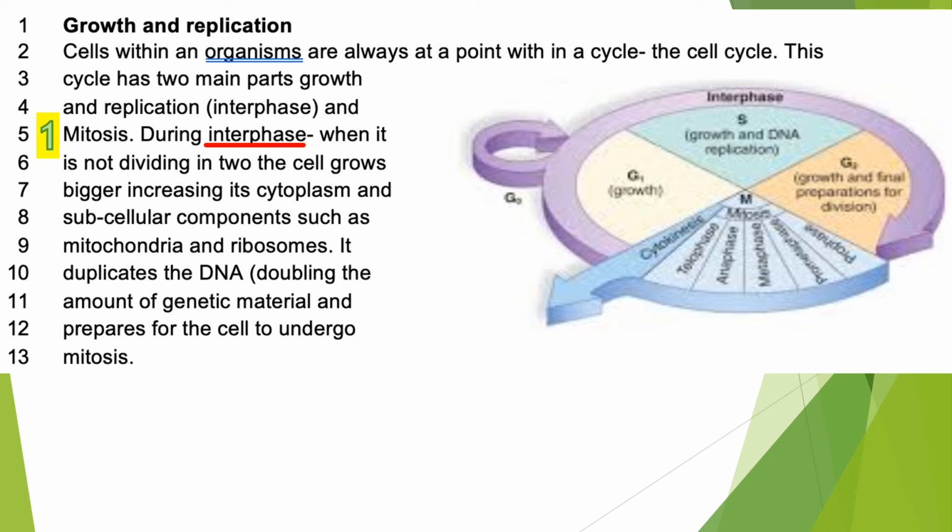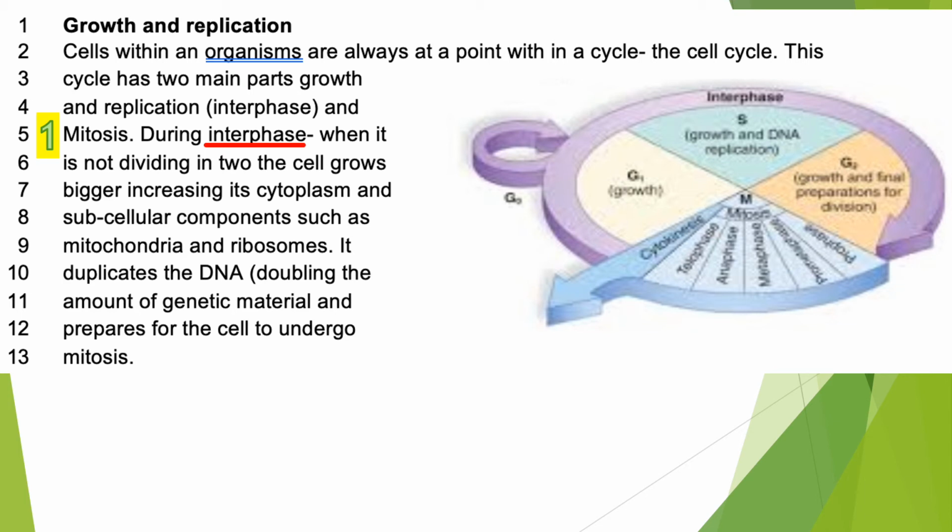I'm going to read along in line 5 here. During interphase, when it is not dividing into 2 cells, the cell grows bigger, increasing its cytoplasm and subcellular components, or organelles, such as mitochondria and ribosomes. It duplicates the DNA, doubling the amount of genetic material, and prepares for the cell to undergo mitosis. So mitosis is basically cell division. The cell divides into 2. If you have 1 cell, it becomes 2. Then the 2 become 4. Then 4 becomes 8. Then 8 becomes 16, and so on and so forth.